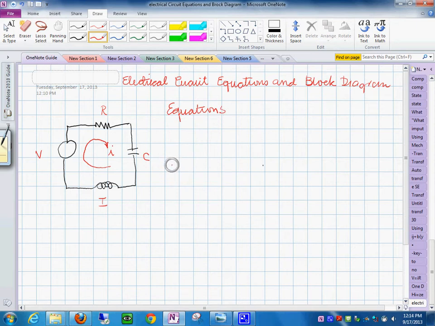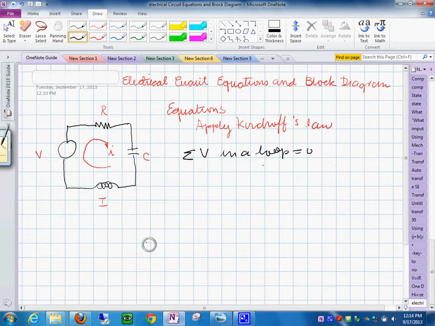Right? So you can say apply Kirchhoff's law. And what does Kirchhoff's law say? The summation of the voltages across a loop equals 0. So you're gonna have that in here.